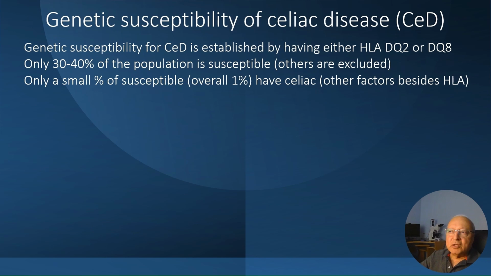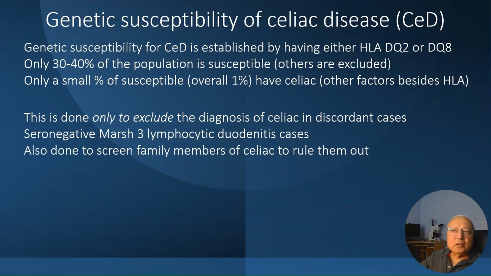So there are other genetic factors and environmental factors besides just having these haplotypes. And the genetic testing is done to exclude celiac disease, not to include celiac disease. So if you have a discordant result, for example, you have a Marsh 3C lymphocytic duodenitis, you don't have any other explanation for that, but the patient is seronegative, then if you want to keep pursuing celiac disease as a possibility, you have to ensure that the patient has DQ2 or DQ8.